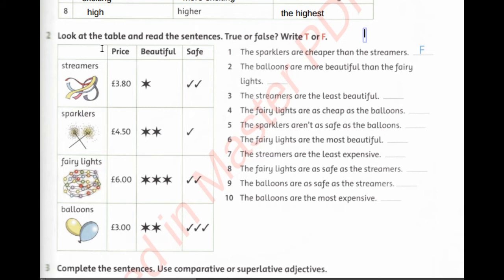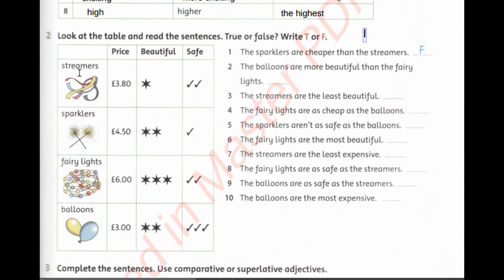So first we have to compare. Look at the table and read the sentence: true or false. Write the T or write the F. T would be the sentence is correct. Yes, it is true what is written there. The F would be false, no, is not true. This is not right.